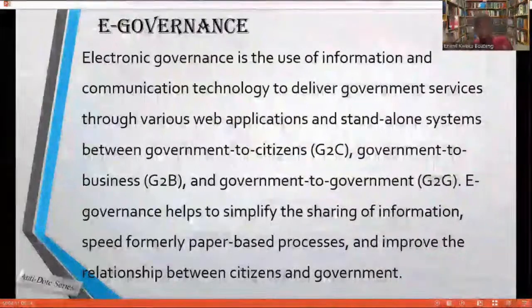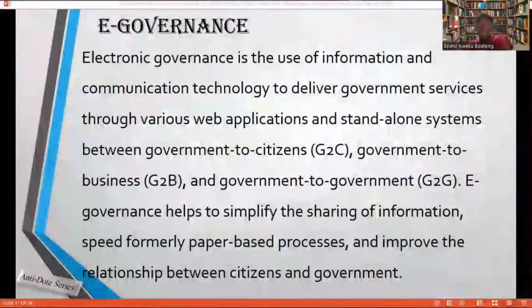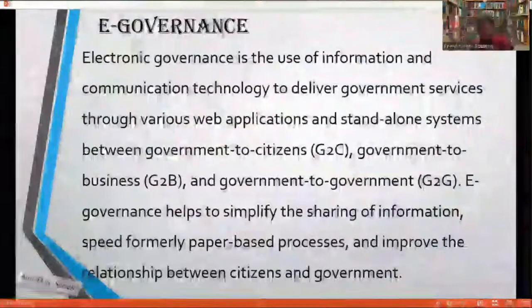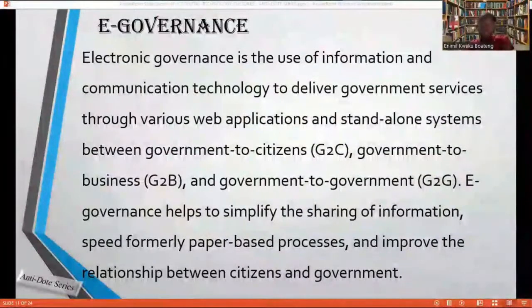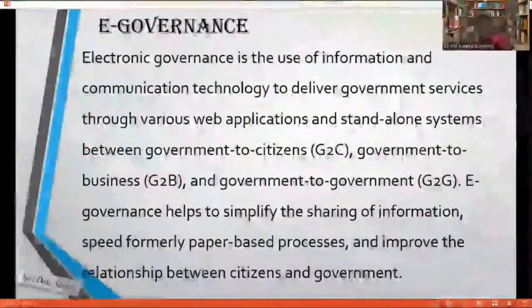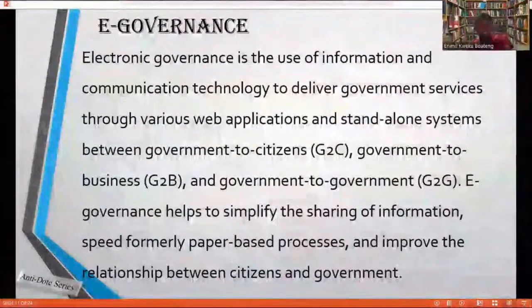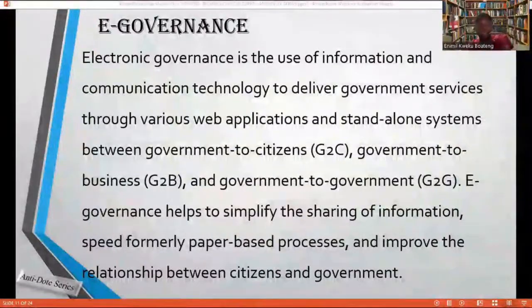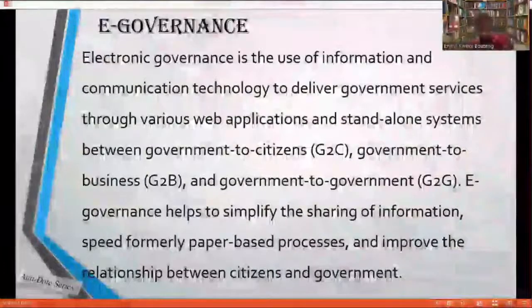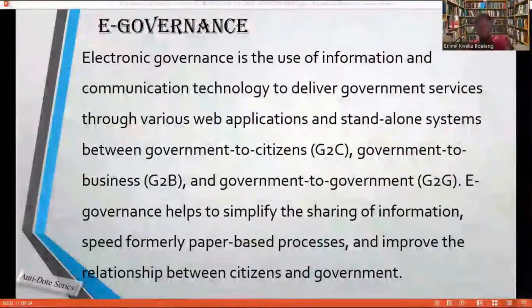That is all. So government provides services in sectors like education, transport, health, security, sport, etc. So when you say e-governance, you're saying that government provides services to citizens through ICT, and we are looking at replacing paper-based methods of doing things with an electronic way of doing things. That is what we are looking at.